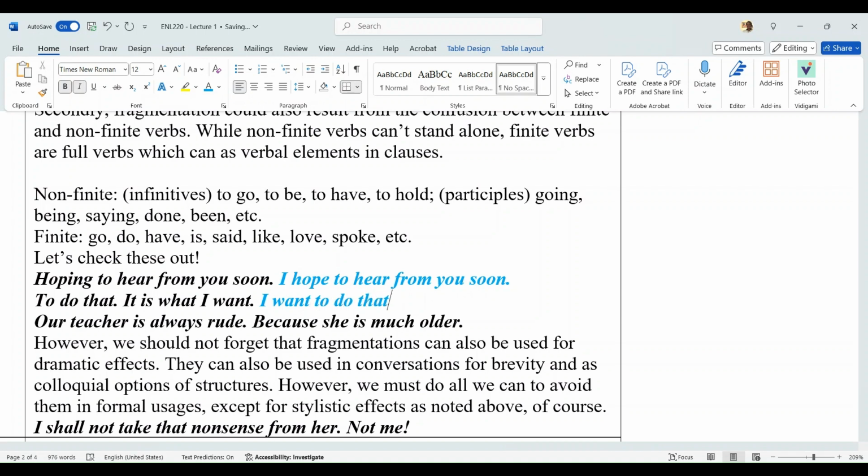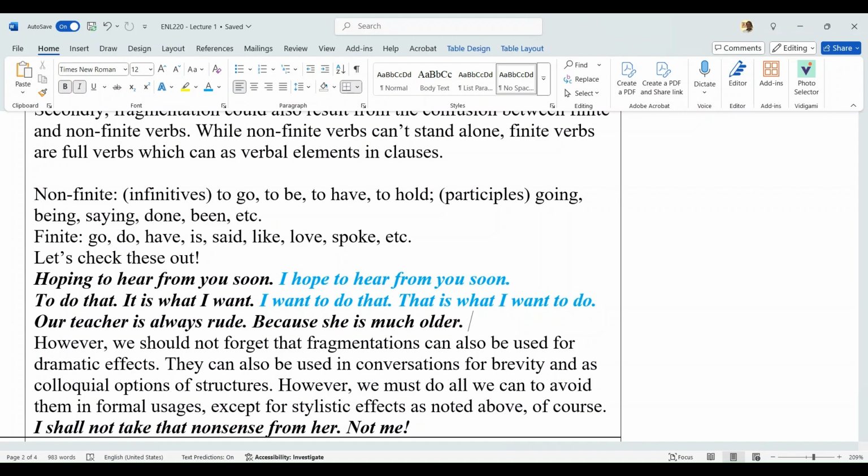So you can say something like, I want to do that. Or you can also say, that is what I want to do. I think this one may make more sense. In this case, the sentence becomes full. It's no longer dangling. It's no longer fragmented.